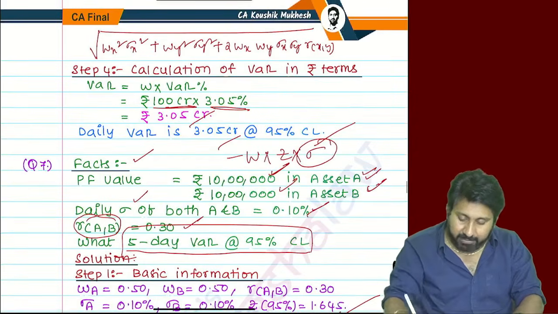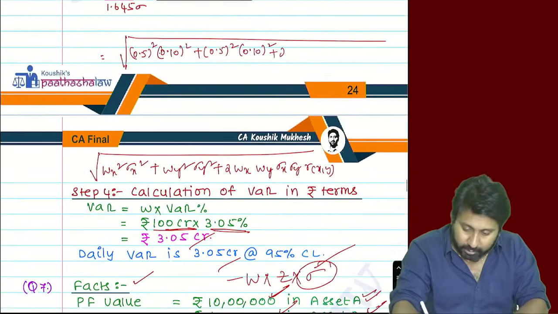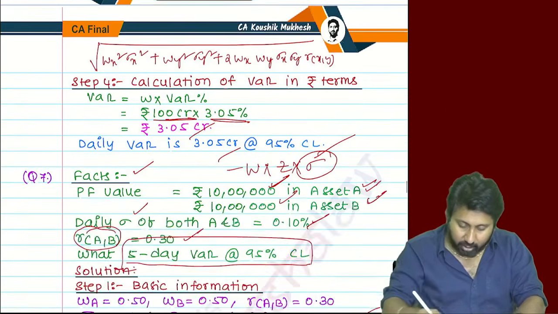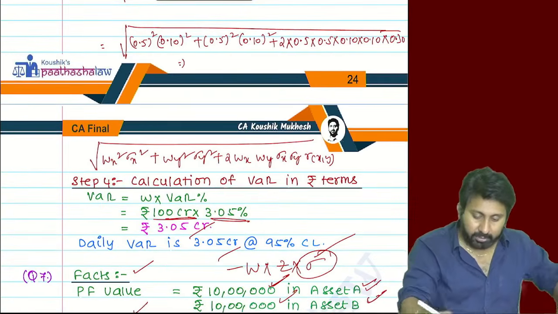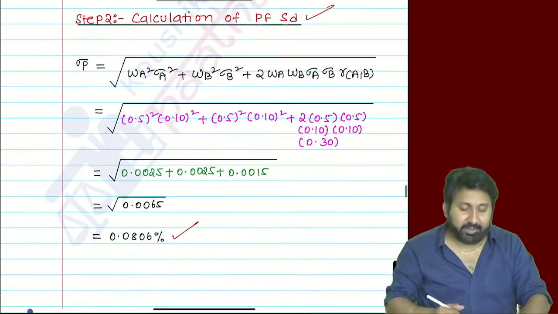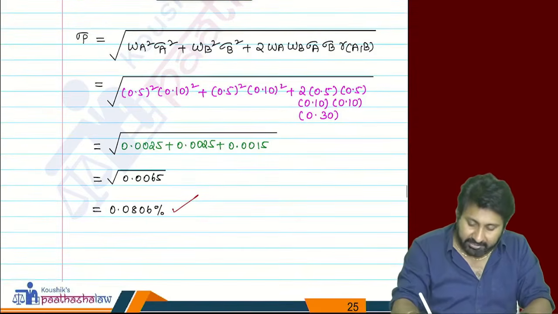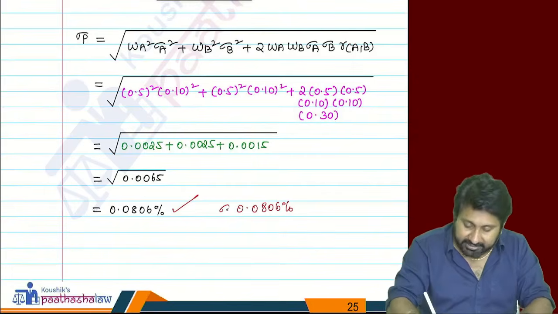because both A and B are like this, and percentage invested is 50-50, plus 2 into Wx Wy sigma x sigma y. What is the correlation? 0.3. Okay. Once you solve this, you will get the answer this way. I'm not going to solve all those things and waste your time now. So, final answer is 0.0806%. What is this? This is the standard deviation.